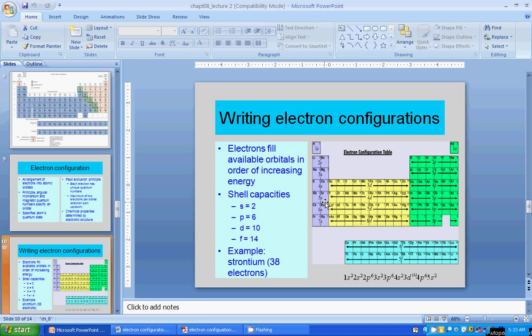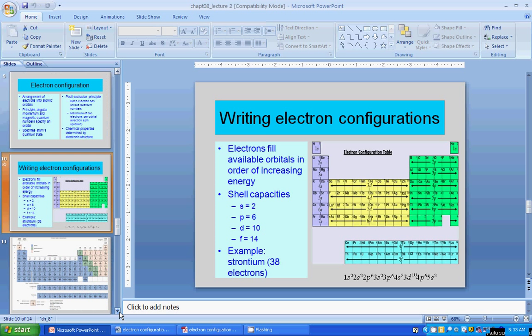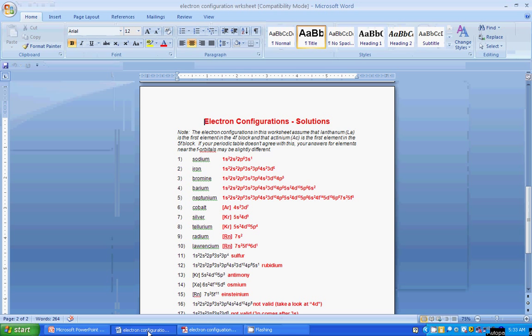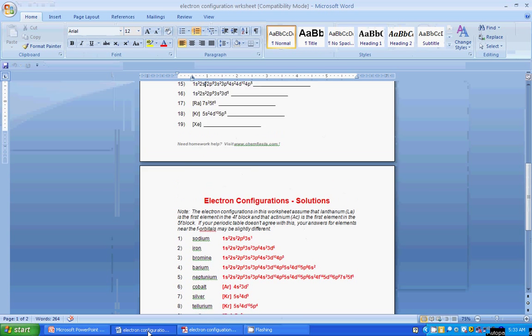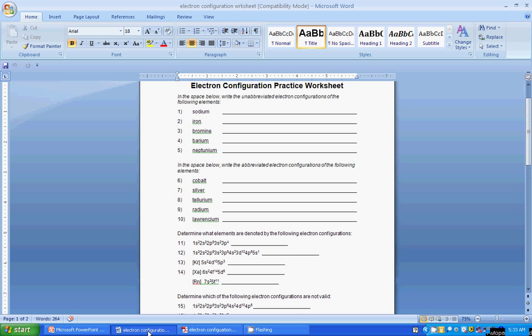All right, remember now this is just a pattern. Once you have the pattern down, you can actually see it all the time, and then it won't be such a big deal. So let's take a look at your worksheet. I gave you this electron configuration solution worksheet. And the first one it asks you about is sodium.